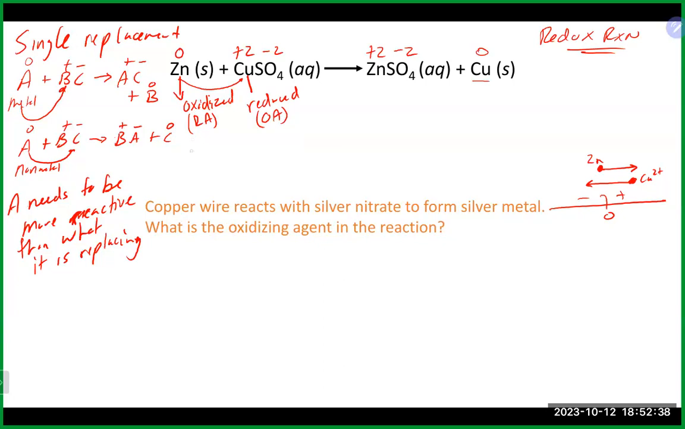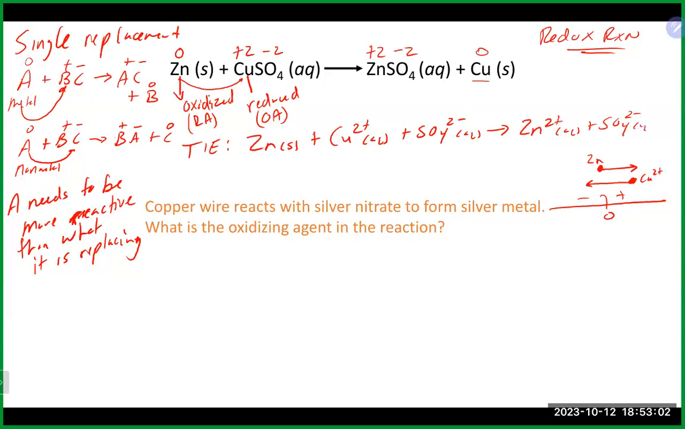So if we wrote a total ionic equation for this guy, this would be zinc. It's a solid, so clearly it's going to stay together. This is going to be copper 2 sulfate, so it will break apart into a copper 2 and a sulfate ion. The zinc sulfate will also break apart into ions. And I'll go underneath. The copper, which is a solid, would stay together.